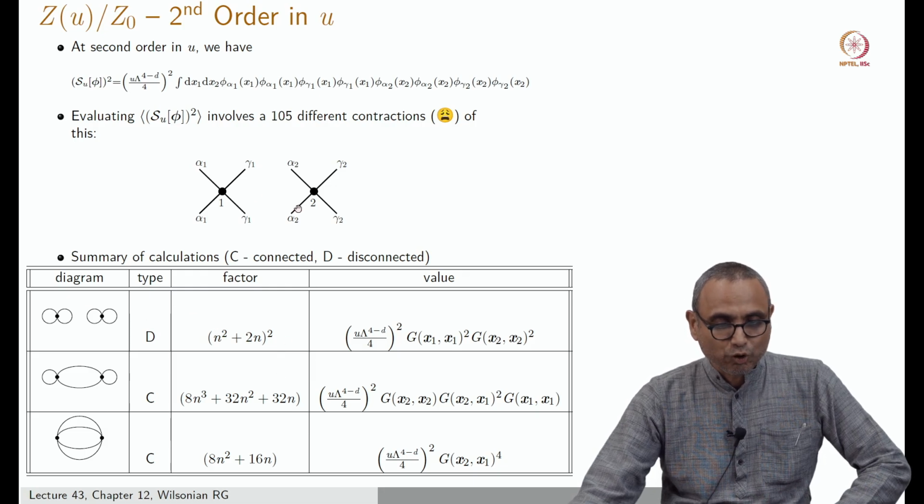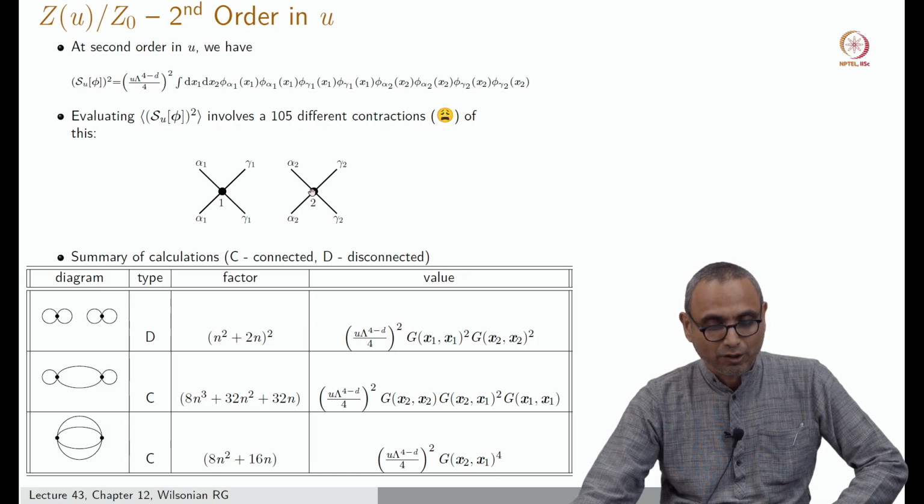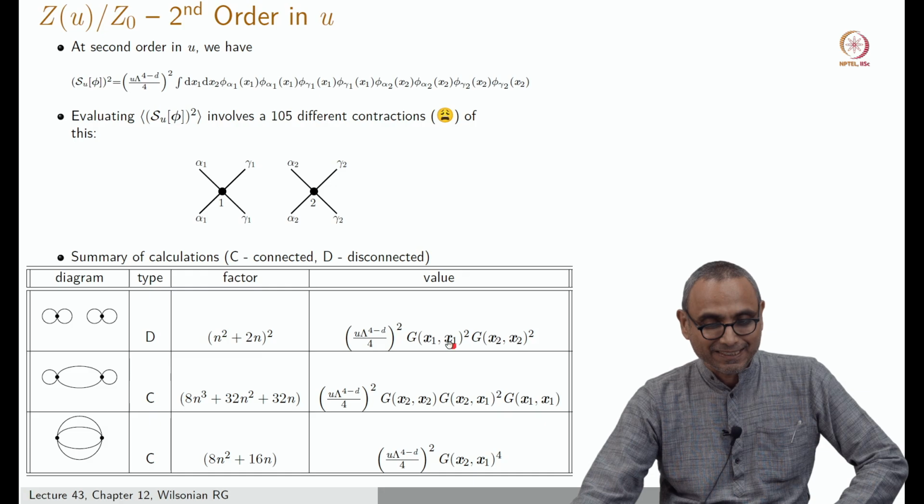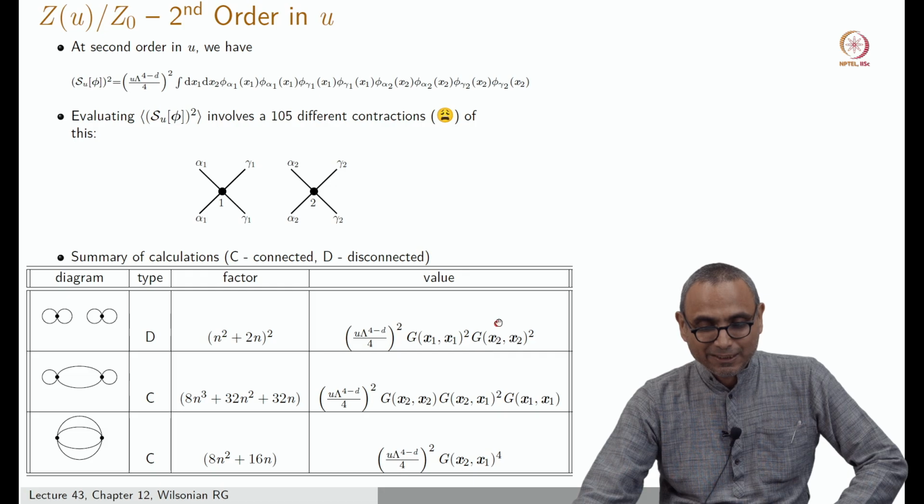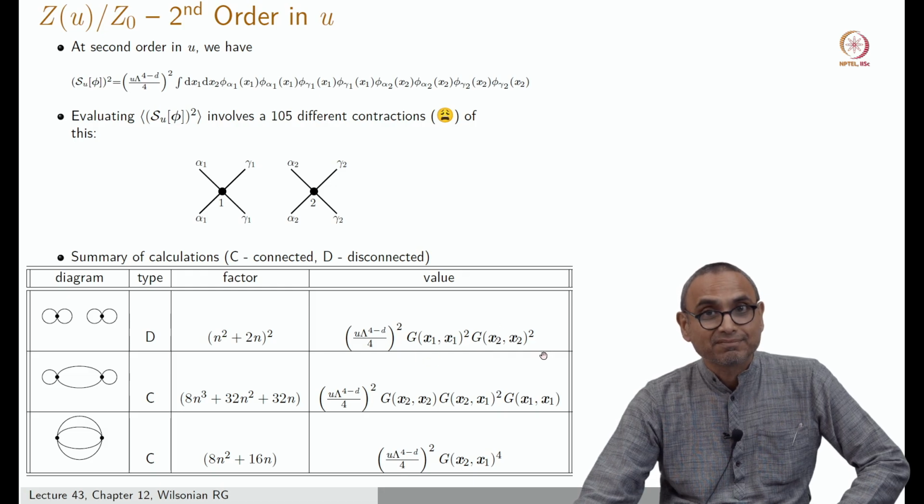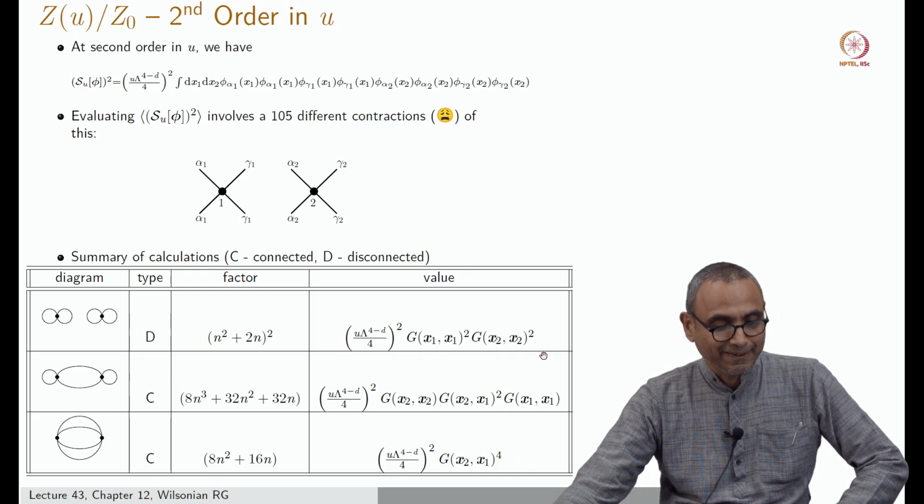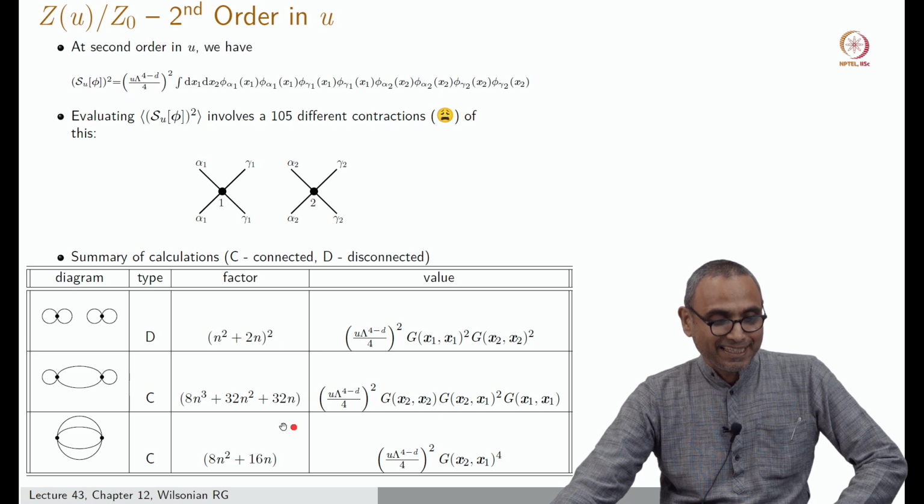There are these 2 black dots, so I have to take this quantity and square it. Now look at the Green's functions. Both these Green's functions start at x1 and end at x1, and start at x2 and end at x2. That's the x1, x1, x2, x2. That's why there are squares of these. Okay, straightforward.